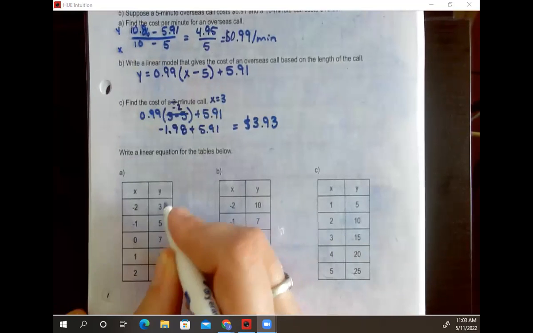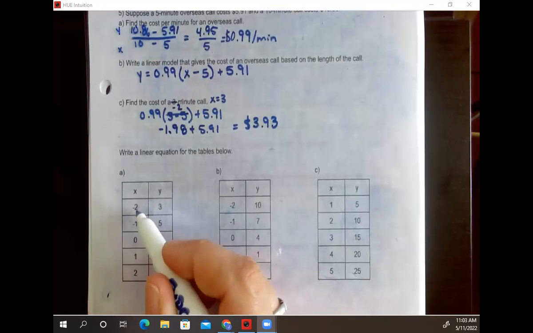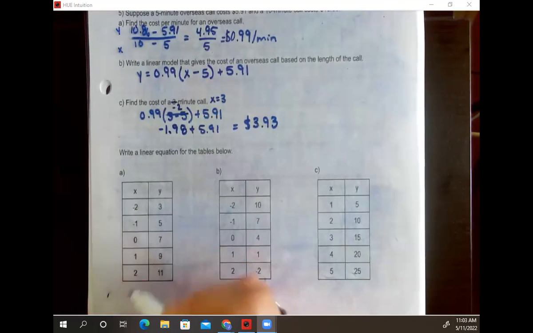When we take a look at a table of values, when I'm looking to see if I have a linear table, what I'm going to look at is if the change in x is constant. It doesn't matter what the change is. Here I'm going by 1s, but if I were going by 5s or 7s or 2s, if the change in x is constant, is the change in y also constant? So for my first table here, to get from 3 to 5, I have to add 2. To get from 5 to 7, we add 2. 7 to 9, we add 2. 9 to 11, we add 2.